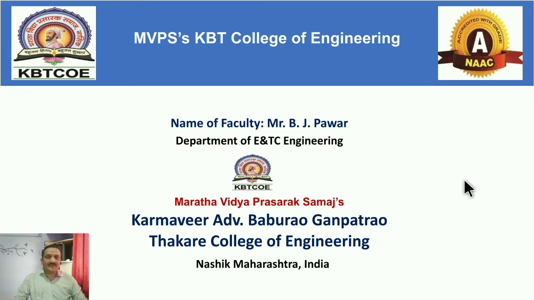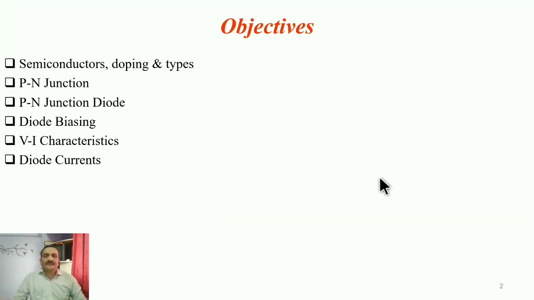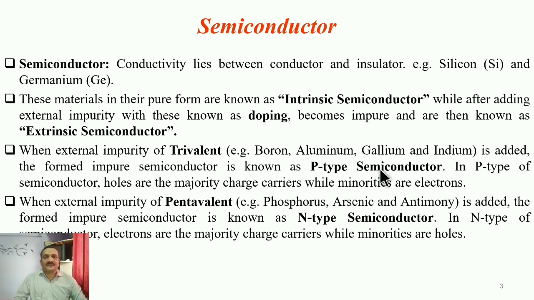Now today we will start the next topic, that is semiconductor PN junction and the various devices and their applications. First of all, we will study what is meant by semiconductors, then the doping term, then various types of semiconductors, then PN junction, PN junction diode, diode biasing, VI characteristic and diode currents. So all these are the objectives of our today's session. We'll see one by one.